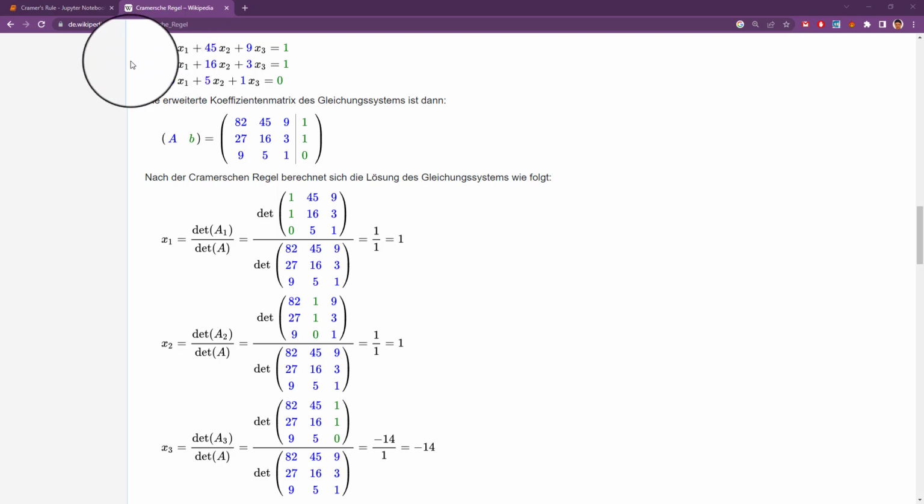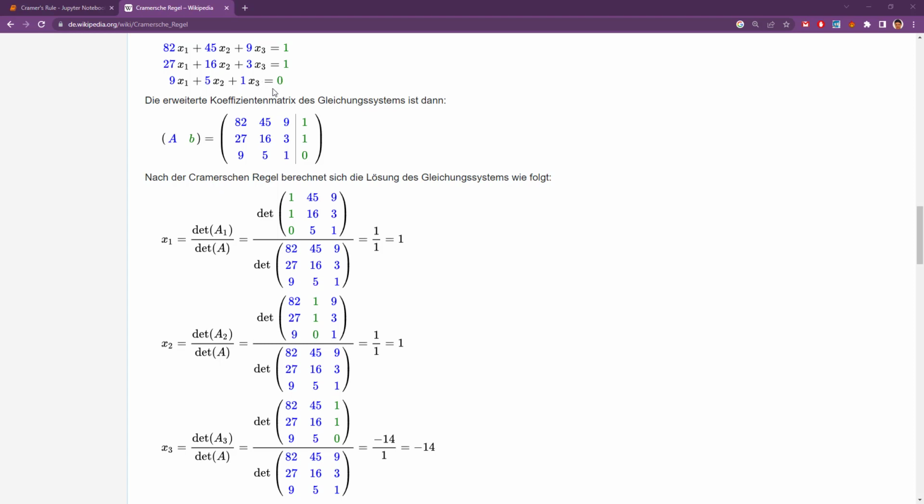Pretty much, imagine that you have a linear equation like this: 82x1 plus 45x2 plus 9x3 equals 1, the one I'm reading right here. And then the second row looks like 27x1, 16x2 plus 3x3 equals 1. Then 9x1 plus 5x2 plus 1x3 equaling 0.